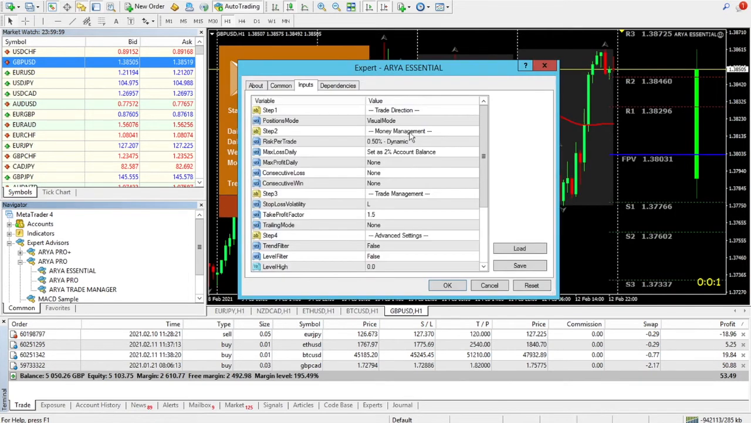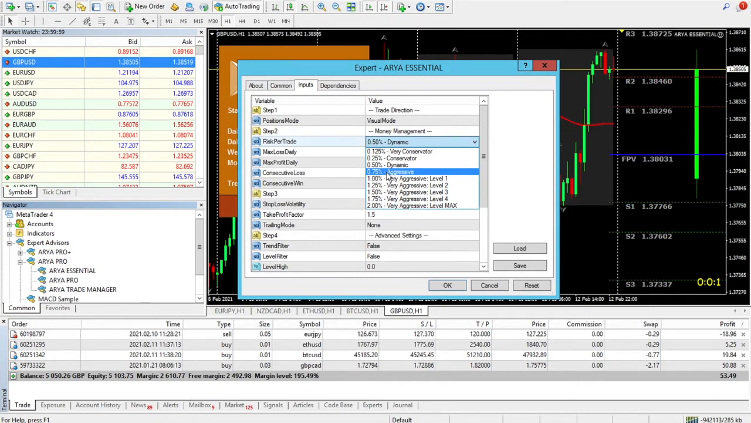Step 2 is your money management. First we're going to go over risk per trade. You can choose between 0.125% or very conservative, all the way up to 2%, which is very aggressive. If you're a beginner, we recommend you start between 0.25% and 0.75%. The risk per trade is the amount of capital you would like to allocate to your trade.